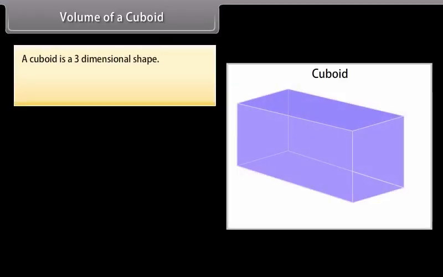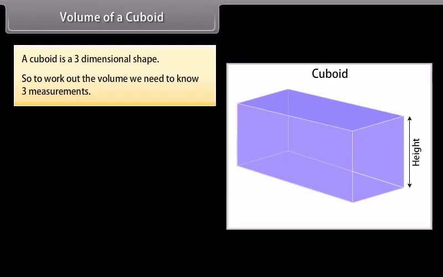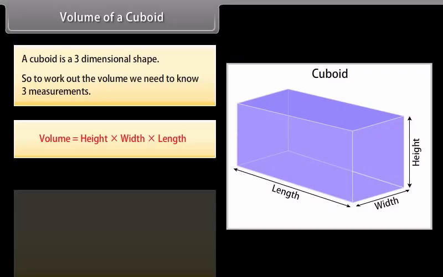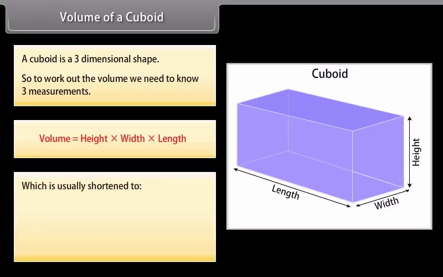Volume of a cuboid. A cuboid is a three-dimensional shape. So, to work out the volume, we need to know three measurements. Look at this shape. There are three different measurements: height, width, and length. The volume is found using the formula height into width into length, which is usually shortened to V equals h into w into L, or more simply, V is equal to LWH.